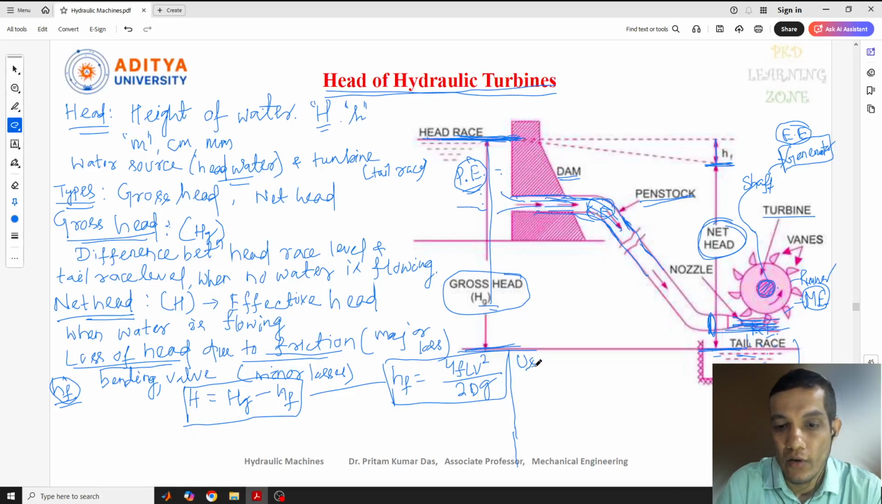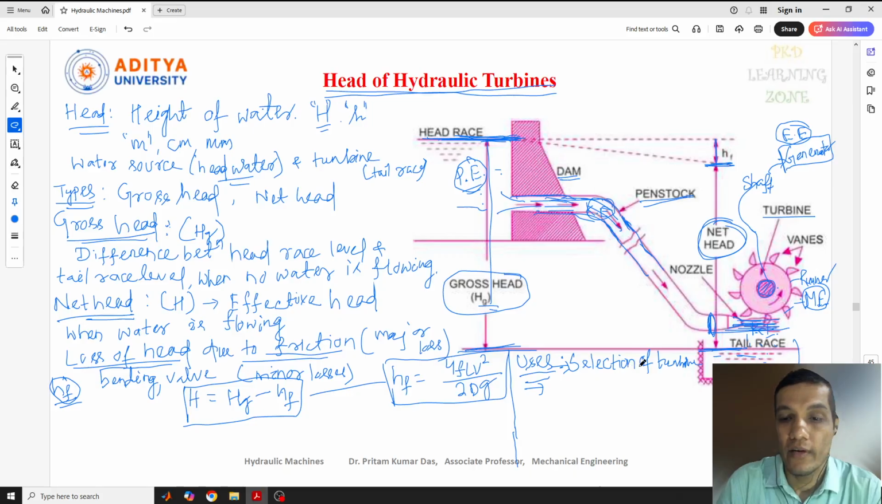If you talk about this, I'll write its uses. What is it required for? Now when you select a turbine, because we are discussing the head of turbine, in a future lecture we'll see the different types of turbines. The turbines are categorized according to the head, in the sense of height: at what height which kind of turbine will be used. So for selection of turbine, it will be required.